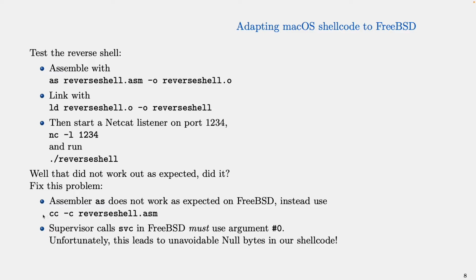And another problem that would arise now, but I'm just fixing it in the same go here, is that FreeBSD actually requires our supervisor call svc to have the argument 0. Recall that on macOS this argument was ignored and we could choose it to guarantee that our shellcode is free of null bytes. But here we have to use 0 as an argument for the supervisor call. And unfortunately, due to this requirement, we cannot avoid having null bytes in our shellcode when we use system calls. So let's make these changes and try our reverse shell again.